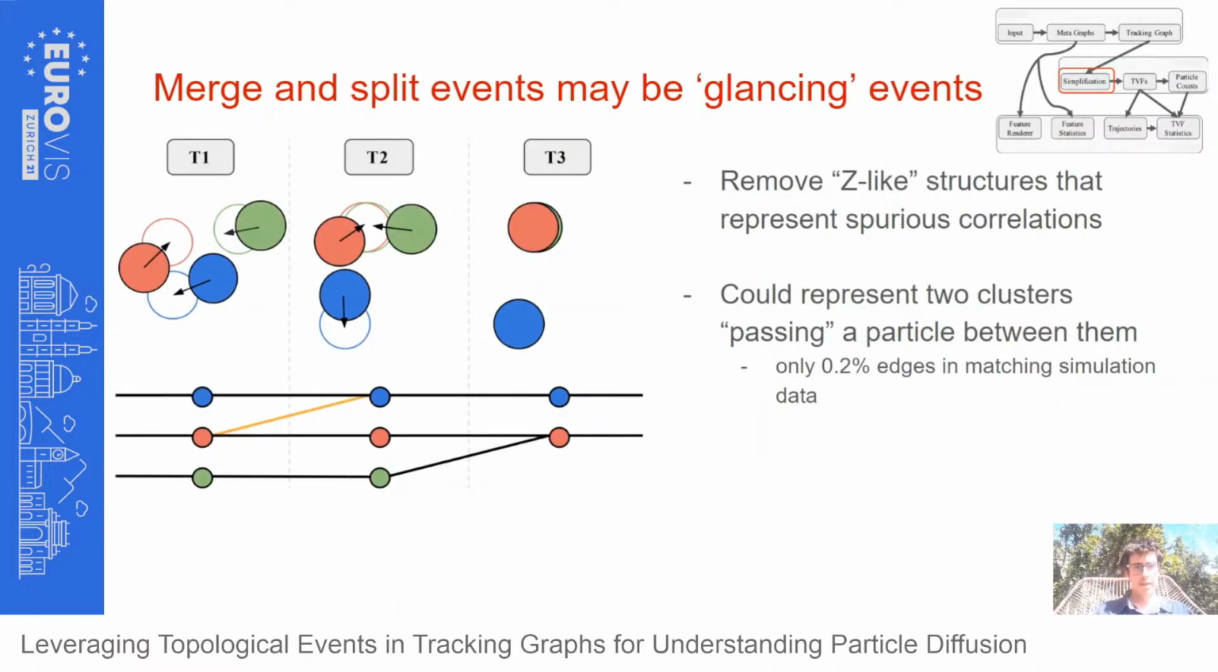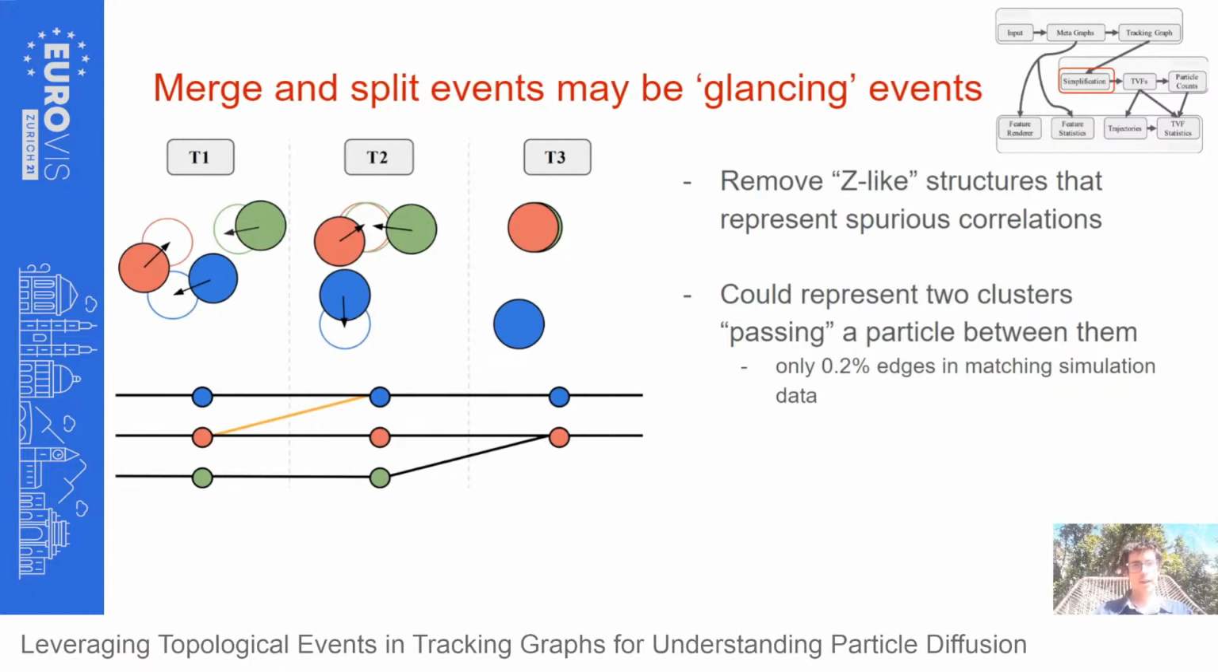So computationally, merge and split events are observed through the tracking graph structure. If a feature has more than one incoming or outgoing edge, it is marked as a merge or split event, respectively. However, in the tracking graph, this does not necessarily indicate that an actual merge or split event is occurring. This is because the edges in the tracking graph represent correlations between features. Depending on how these correlations are defined, certain edges may represent what we call a glancing event.